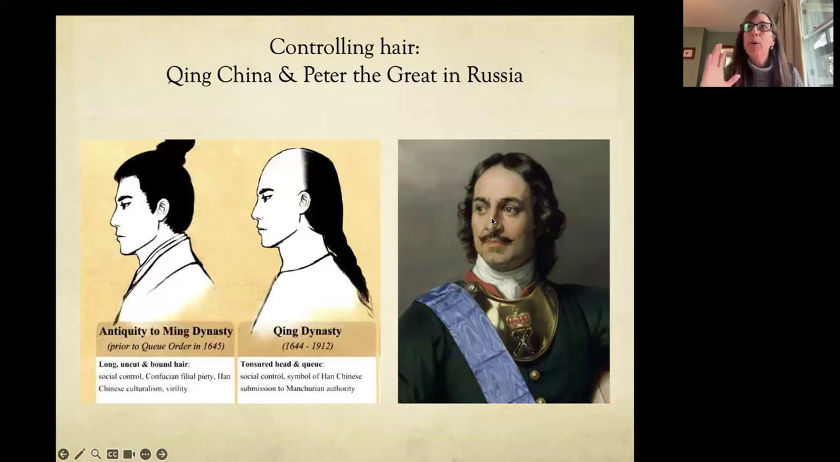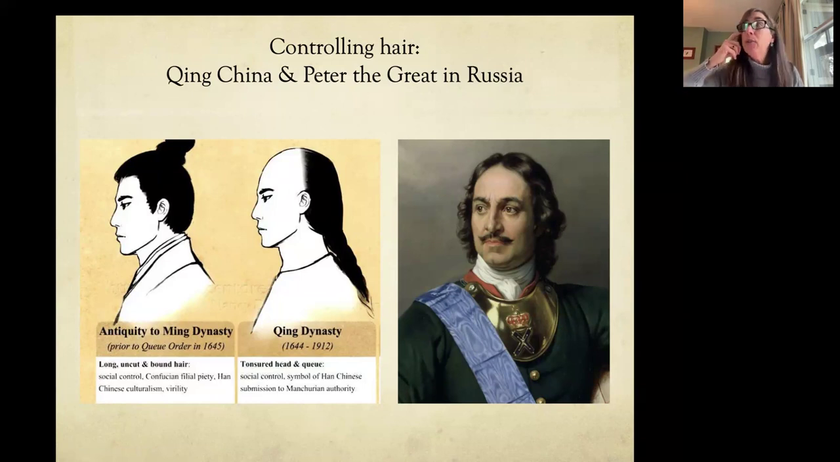I thought these are memorable ways to think about absolutism, even to the point of trying to control your hair. So before the Qing, before the Manchus came in, Kangxi's family was the Ming dynasty. And this is just a sample from a textbook of the standard hairstyle for men, long, uncut, and bound, right? And these were what some of the virtues were. The Qings come in, the Manchus have a different hair tradition. So even just the way you wear your hair is a sign of whether you are on board with the new ruling family or not. And getting you to change your hair is about submitting to this new authority.